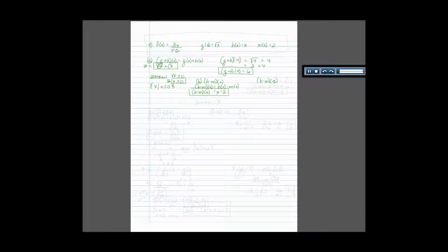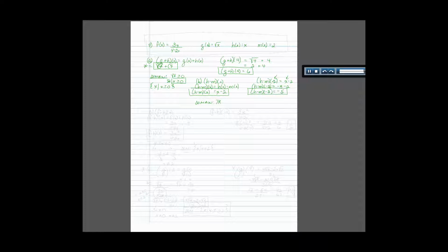So is there a domain restriction? Well, no, there's not a variable in the denominator, and there's no variable under a radical. So the domain is all real numbers, or negative infinity to infinity. So h minus m of negative 3 would be x minus 2, and we're going to take out that x and put in a negative 3. So h minus m of negative 3, take out the x, put in a negative 3, and then minus 2. So it's equal to negative 5. And we have it.